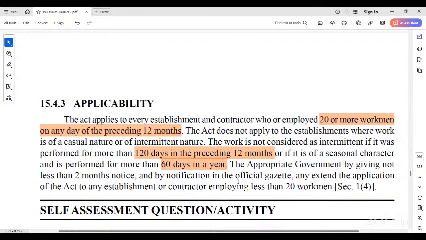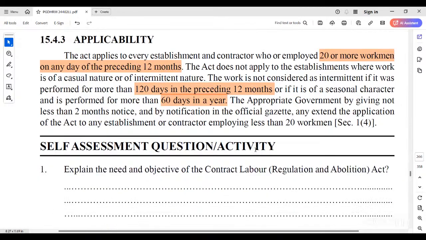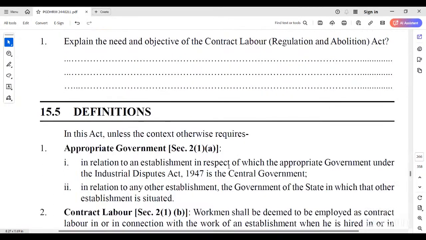The appropriate government may give not less than 2 months of notice by notification in the Gazette to extend the application of this Act to an establishment or contract employing more than 20 workers. So after this, we know the definition of this Act.